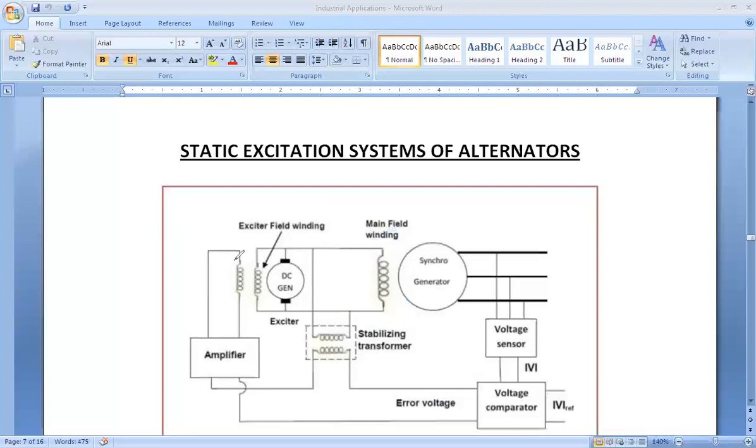an amplifier circuit. And here, by sensing the three-phase output voltage of the synchronous generator, we compare it with our reference voltage, and that reference voltage is given to the amplifier circuit, right? This amplifier circuit amplifies the signal through this winding, which is connected to the DC generator field. Whatever DC voltage is generated at the armature terminal, we connect it to the field winding of the synchronous generator, right?